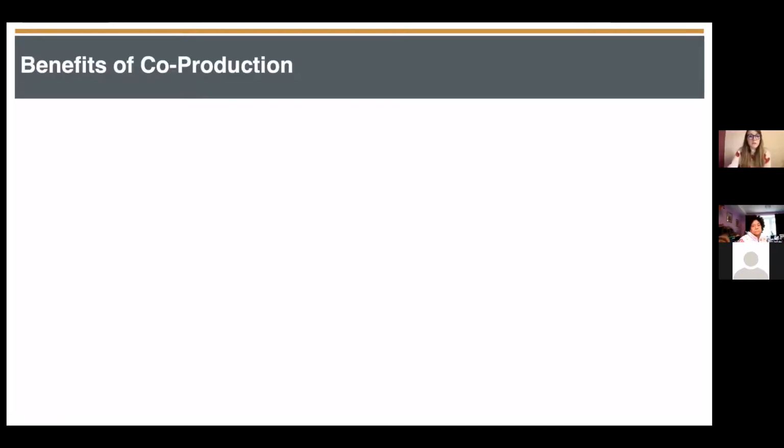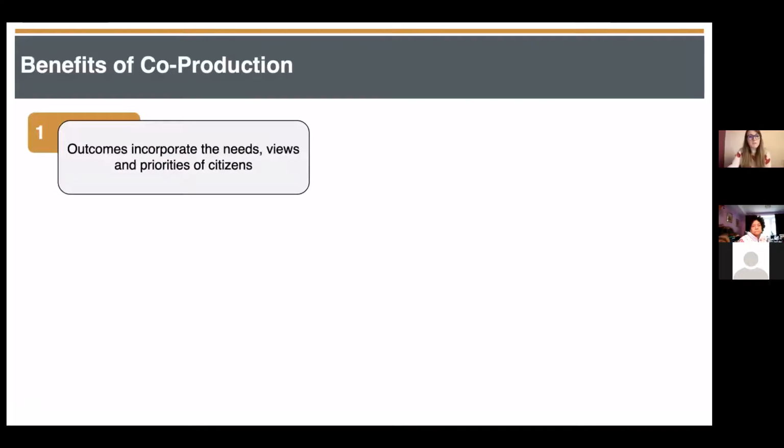So just to provide an overview of the benefits of co-production. The outcomes incorporate the needs, views and priorities of citizens. So using this by-the-people co-production approach will incorporate the needs and views of the older adults engaged in the project. It'll be things that are important to them that influence their ability to be healthy and active. So the outcomes at the end will be relevant to end users.